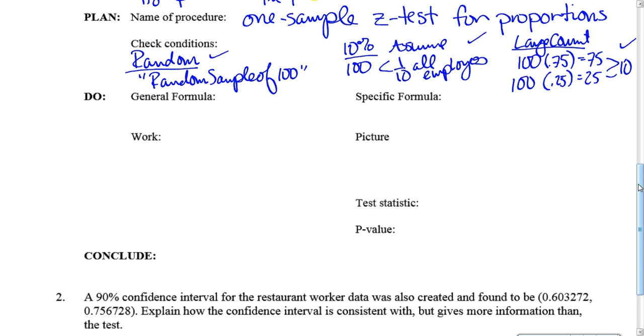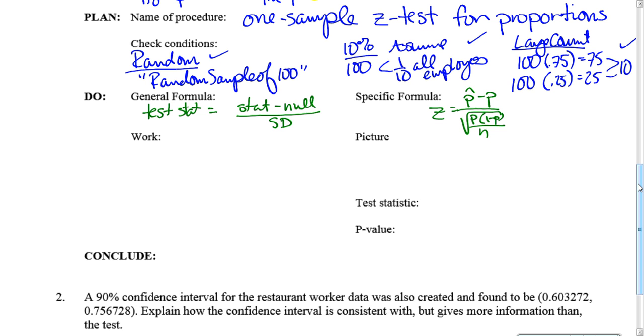So what's your test stat? To find our test stat, remember, it's always going to equal your stat minus whatever your hypothesis is, all divided by whatever our standard deviation is assumed to be. Our specific formula in this case is z equals p hat minus p, divided by the standard deviation. In this case, remember, it's going to be the square root of p times not p divided by n.